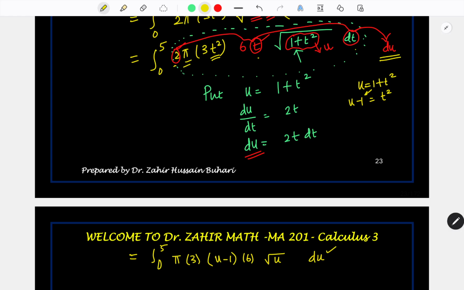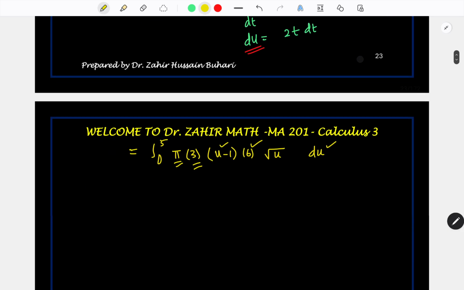Next, I did not disturb pi. Pi is here. And 3 I did not touch. So 3 is here. And t square we calculated as u minus 1, so I just put t square equals u minus 1. Then the 6 is here, and this is already gone. So this is square root of u du.